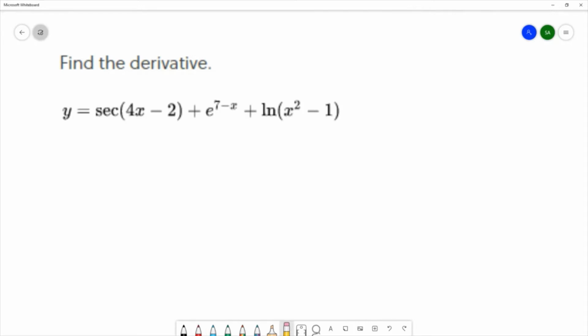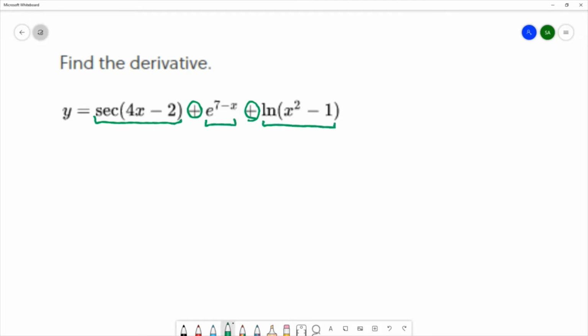For this question, we want to find the derivative of the equation y equals secant of 4x minus 2 plus e to the 7 minus x plus natural log of x squared minus 1. As I look at this equation, what I notice is these plus signs separate into 3 terms.